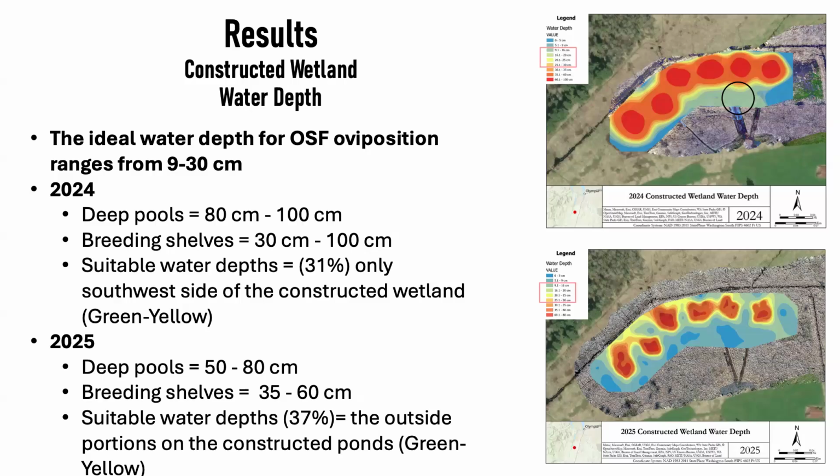Now in 2025, which is the map on the bottom, again, the deep pools and the breeding shelves were too deep for suitable oviposition conditions. But there was 37% of the constructed wetland that had desirable water depths, and those existed on the outside portions of the constructed ponds, so kind of around the breeding shelves. And again, they're in that green yellow color, and I circled them on the map there as well.